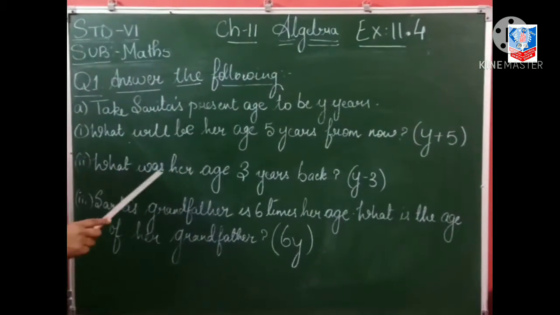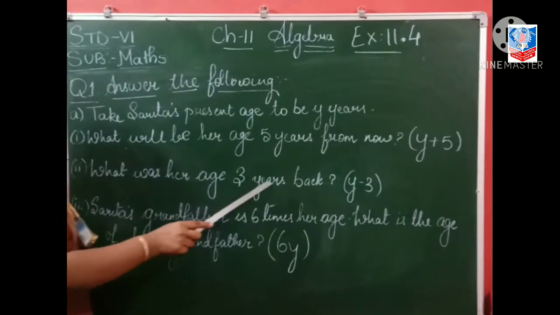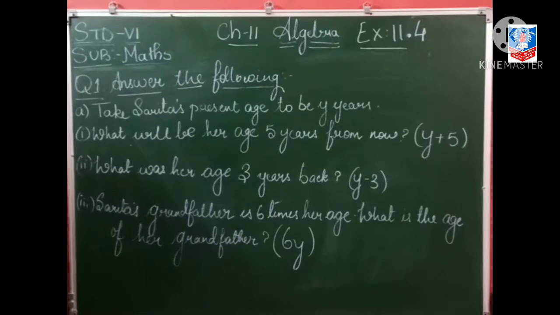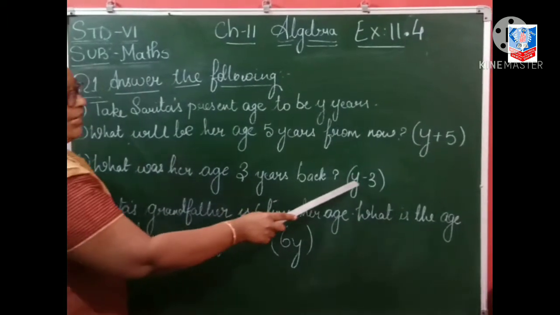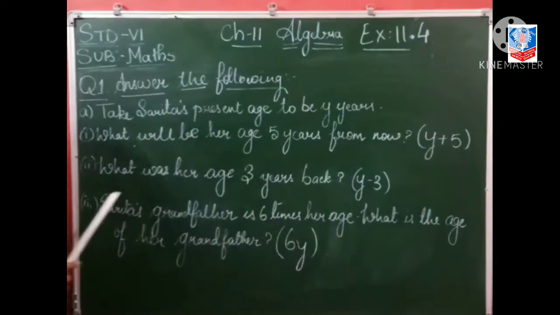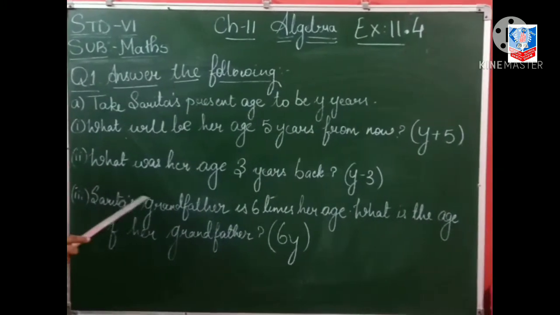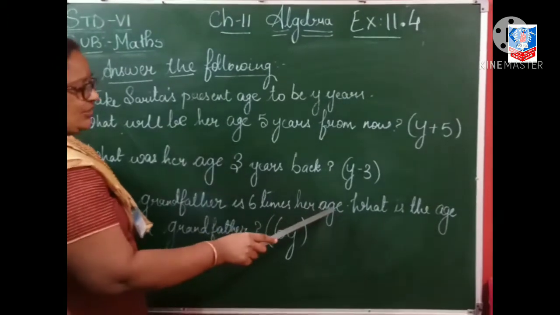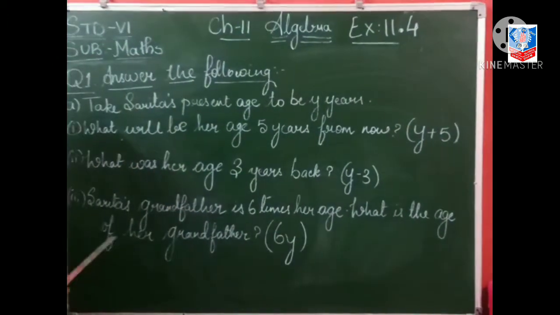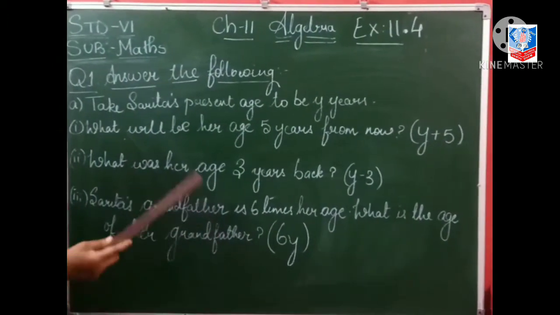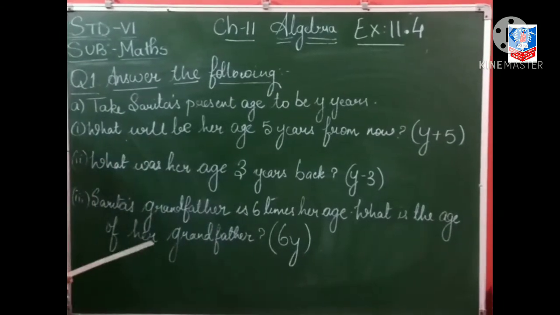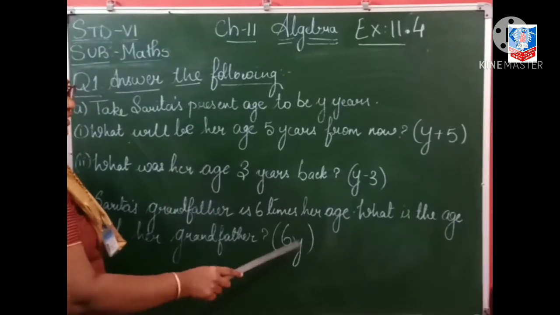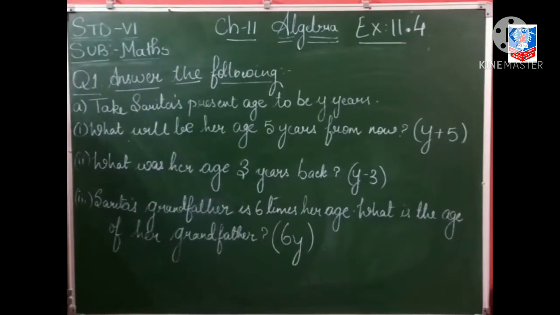Second question, what was her age 3 years back? Now her age is y years, so 3 years back her age is y minus 3. Third question, Sarita's grandfather is 6 times her age. What is the age of her grandfather? 6 times her age, so her grandfather's age is 6 into y, 6y years. Understood?